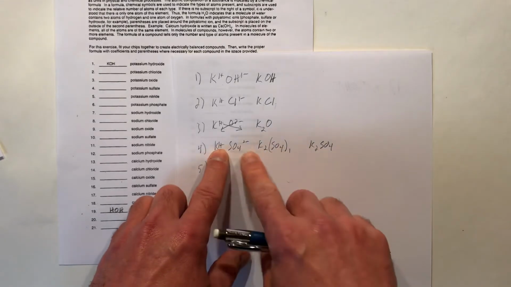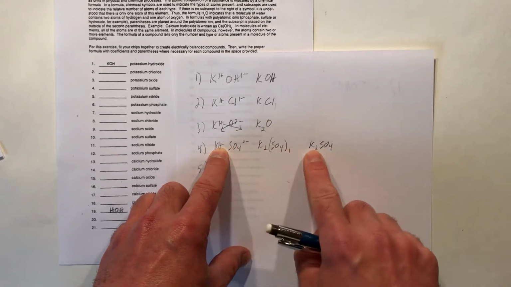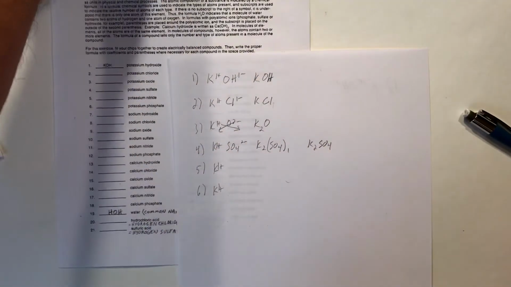Now remember that we can only reduce the 1 and the 2, the numbers that we're crisscrossing. The 4 has to be left alone. So we can't reduce 2 and 4 there. So K2SO4. Let's go back to our ion chips.